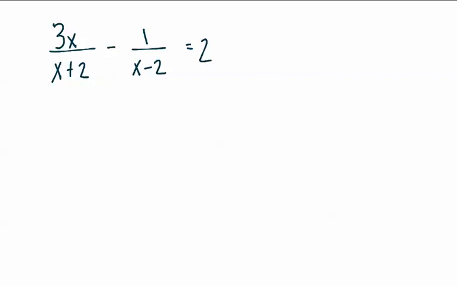Okay, in this problem we are going to solve this rational equation. What you're going to want to do is find the common denominator between all the pieces. So I have three pieces here: the 3x over x plus 2, the 1 over x minus 2, and then the 2. So my LCD for this is actually going to be x plus 2 from that first piece, and then x minus 2 from the second term because that's new. And then we don't have any denominators in the term with the 2, so that's not going to affect our problem at all.